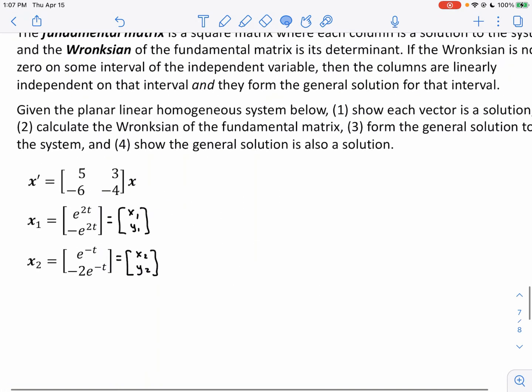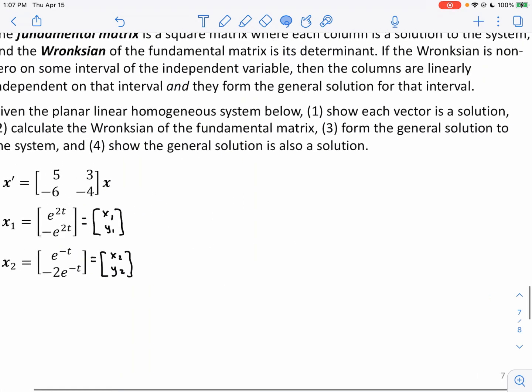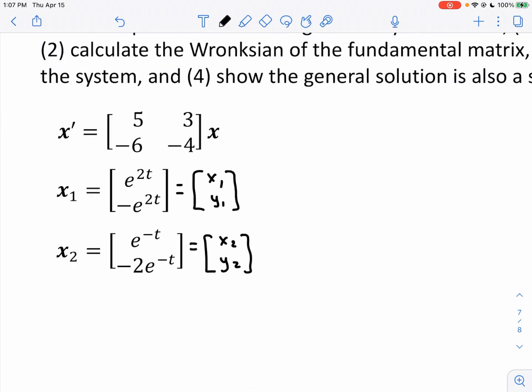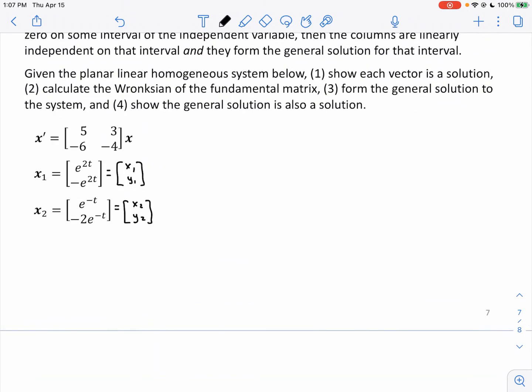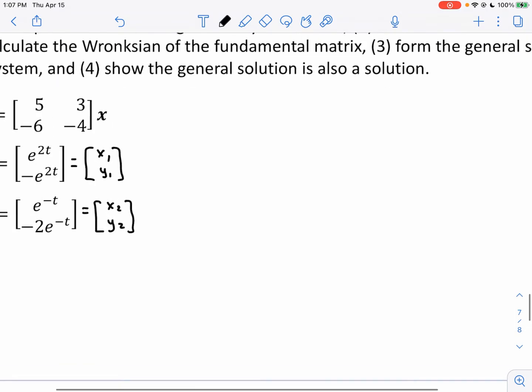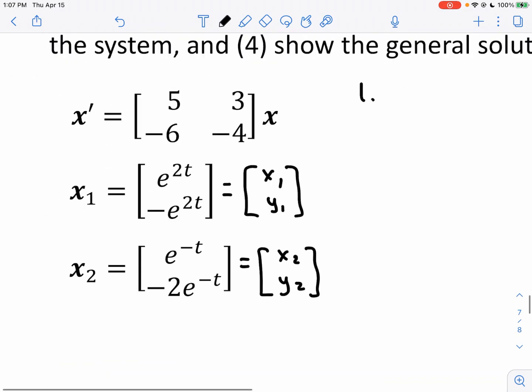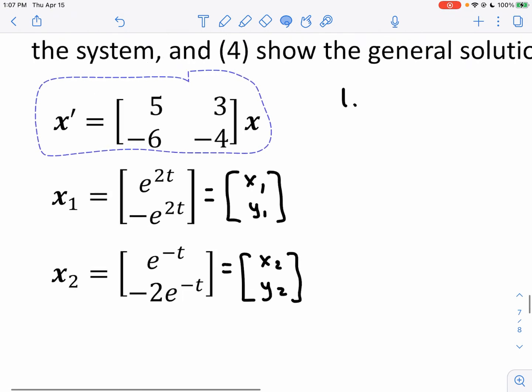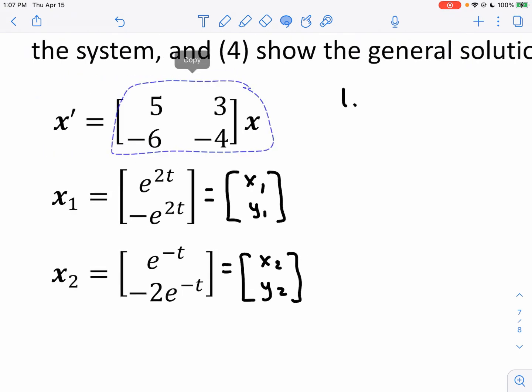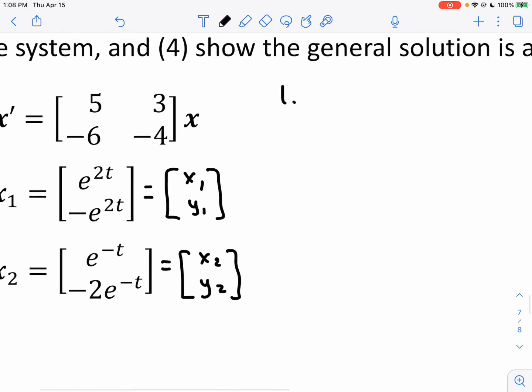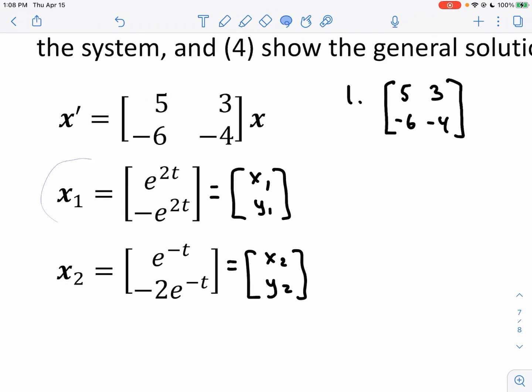Okay, the first thing that we want to do is show that each vector is a solution. Okay, let's do that part first. Let's do it right here, step 1. We're going to show that if I change this x to x1 and this x to x1, this differential equation is satisfied. So I'm going to do this side of the differential equation first. We take the coefficient matrix 5, 3, -6, -4, and multiply it by the x1. So we're testing whether or not this is a solution first.